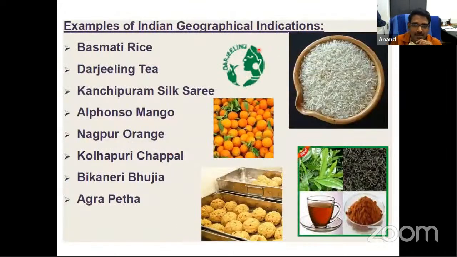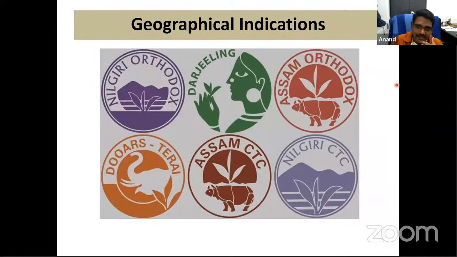For example, these are some Indian geographical indications: Darjeeling tea, basmati rice. Okay, globally we know that basmati rice is very popular as an Indian product. And then Kanchipuram silk saree, Alfonso mango, Nagpur orange, Kolhapuri chappal, Bikaner bhujia, Tirupati laddu, Agra petha. All of these, like the Rasagulla we talked about, are geographical indications from India. And similarly, within tea itself, you have a lot of varieties. Some come from Duars, some from Darjeeling, Nilgiris come from the southern part of India, and Assam. Each of them comes with a logo and a name. So these are all GI tags.